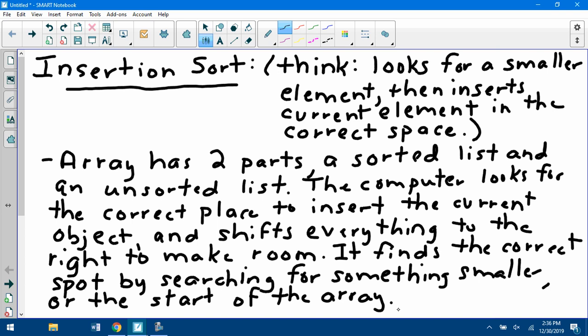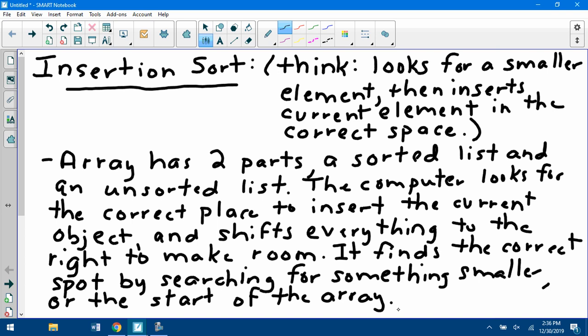Okay, so that might sound a little confusing at first glance here, but hopefully it'll make more sense in a second. So again, there's two parts. We're saying this section of it's been sorted, so between here and here is low to high. And then there's some unsorted pieces that need to be sorted.